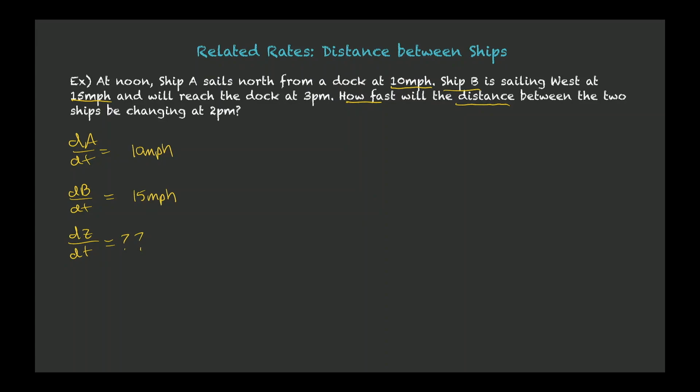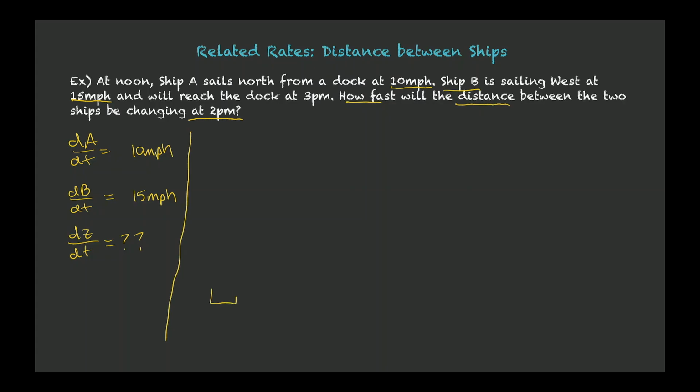After we found our rates of change, our next key step is to find an expression which relates together the variables that are changing. So in this case, A, B, and z, the distance between the two ships. Now in this particular case, it's good to draw a picture. And when you're drawing a picture when things are changing, you really want the picture at the time that they're asking about. Here, they're asking about 2 p.m. So we want to draw a picture of what this scenario is going to look like at 2 p.m.